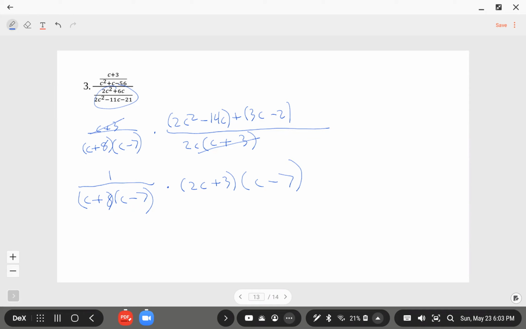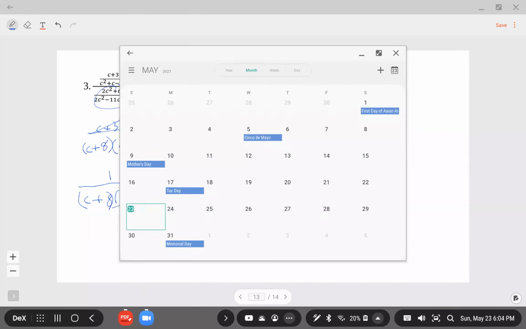Wait, is that correct? I don't think that's correct. I need to check that again. So this factor by grouping thing, what can we factor? 2c? No, it is correct. Plus 3 times c minus 7 over 2c. Okay, we're done here, and then I'll just cancel out all this stuff.